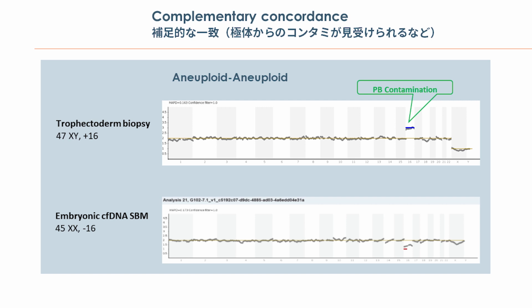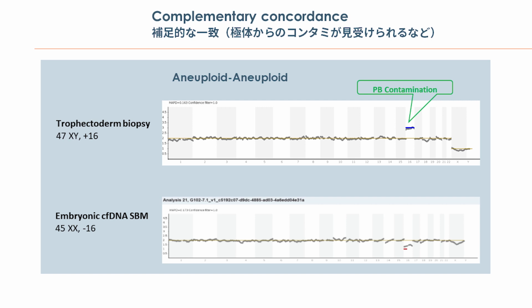Then we have a curious example. This is a case in which the trophectoderm biopsy has a gain for chromosome 16. This is plus 16, trisomy 16. And the cell-free DNA has a loss for chromosome 16. And also the gender is different. The trophectoderm biopsy is male, and the cell-free DNA is female. So we were discussing this a lot with Professor Handyside, and this result suggests that this DNA comes from the polar body, because the polar body should have complementary aneuploidies, and the polar body should also be female because it's from the mother.